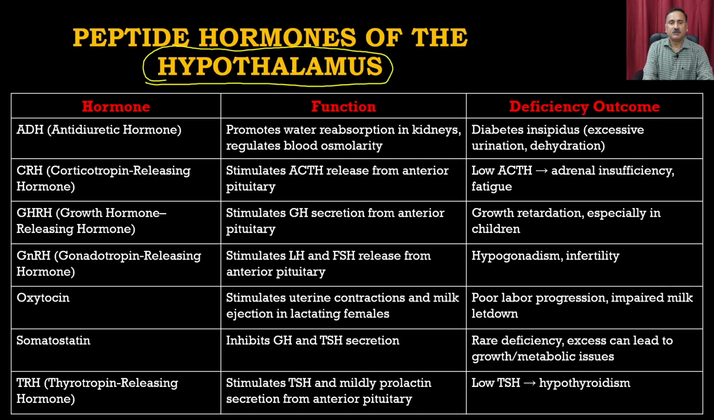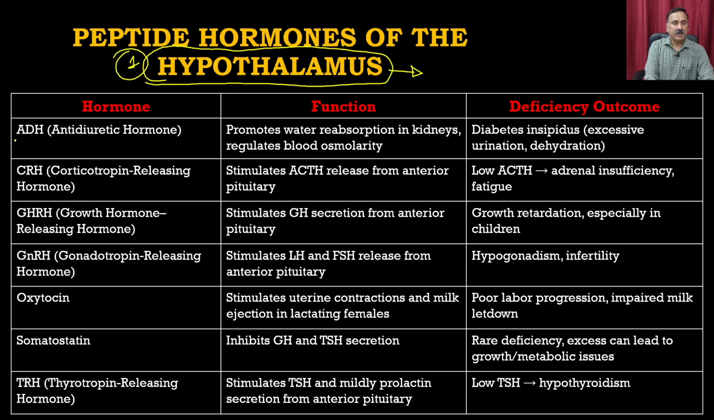So peptide hormones could be secreted from the hypothalamus. Remember that peptide hormones are secreted from different organs. They are secreted from the digestive system, from the brain, and from the other endocrine glands. The first is the hypothalamus. From the hypothalamus, a large number of peptide hormones are secreted.